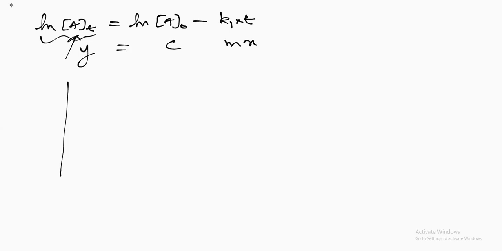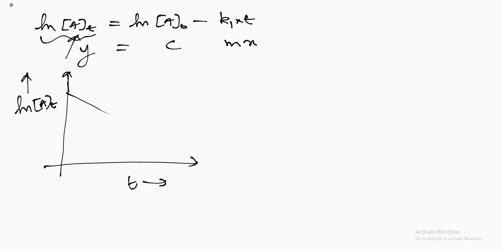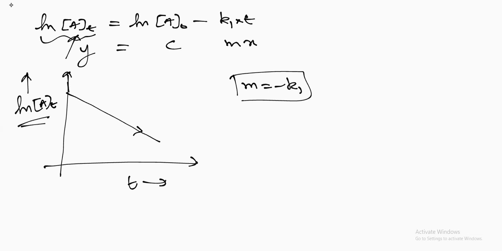So if I plot logarithm of A, ln A, students observe carefully, I am not plotting A, I am not plotting A_t, I am plotting ln of A_t. If you plot ln of A_t in y-axis and time in x-axis, you will get a straight line with a negative slope, because m is minus k1 here. So in first order, we'll get a straight line with negative slope if we plot logarithm of A versus t.